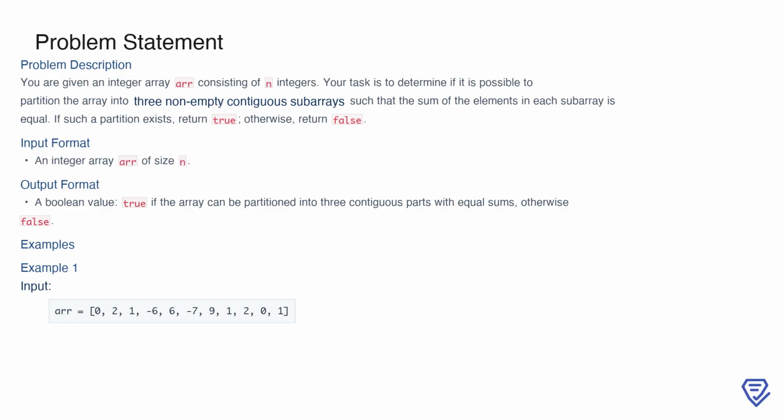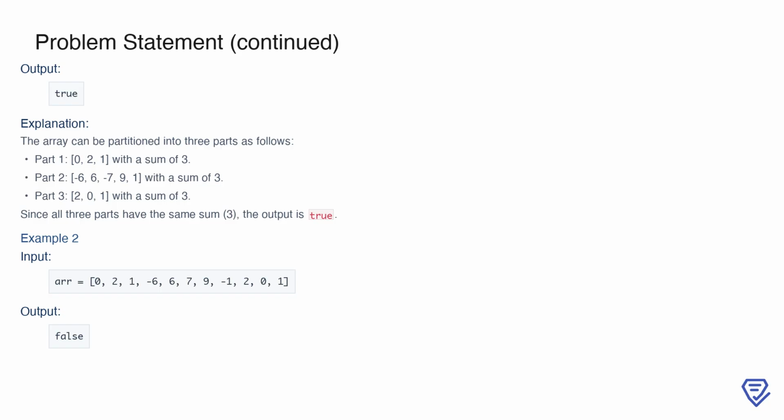This problem focuses on finding partitions with three equal sums, and the array elements can include both positive and negative numbers. Let's explore some concrete examples to clarify this further. In the first example, the input array is 0, 2, 1, -6, 6, -7, 9, 1, 2, 0, 1. The output is true because it is possible to partition the array into three contiguous subarrays with equal sums.